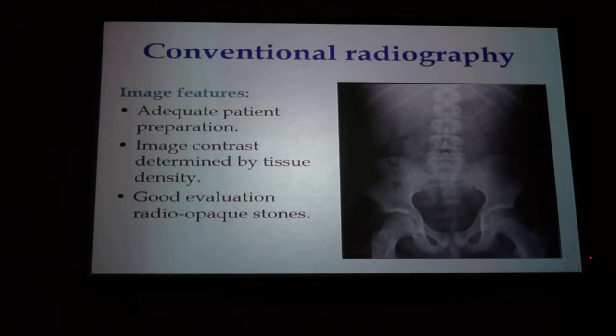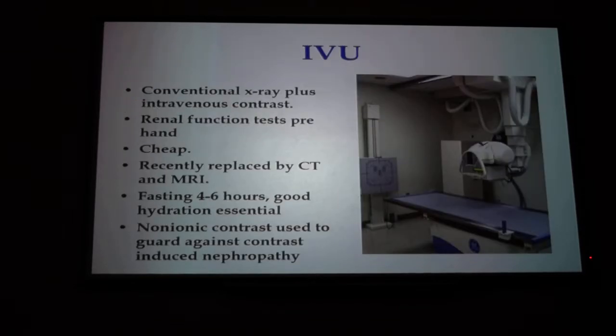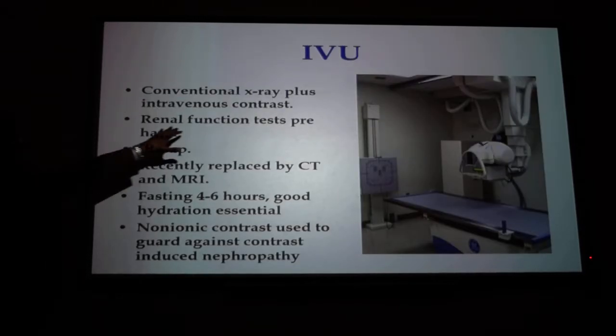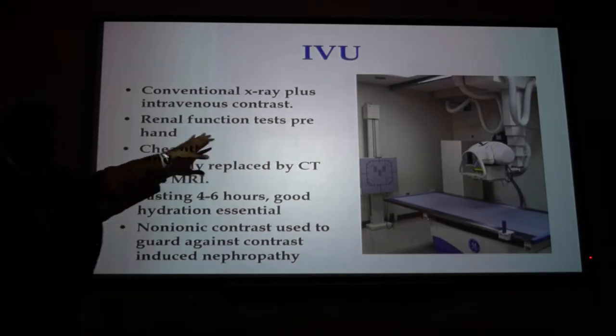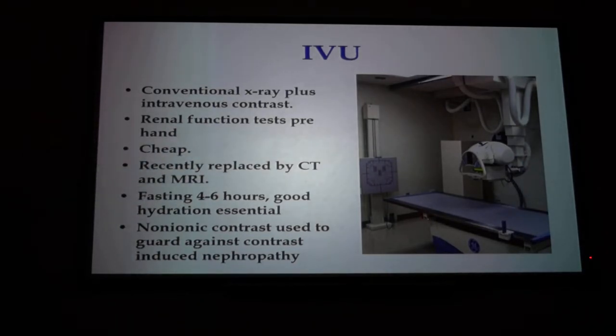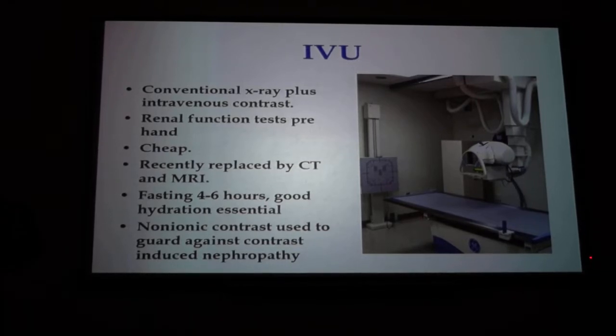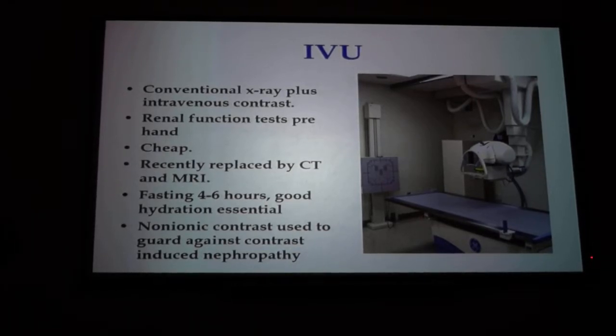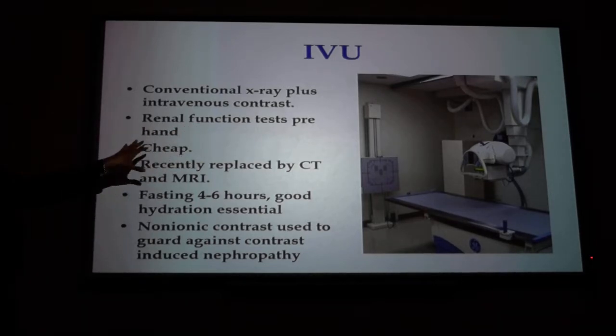Okay? But before we do that, we have to make sure that the renal function tests are normal. You know why? Because the iodine contrast has a side effect. It can damage the kidneys if the function of the kidneys is not normal, because the contrast would accumulate in the body and damage the nephrons. So we need to have the urea and creatinine levels normal.